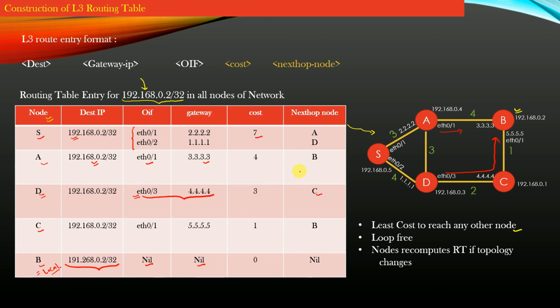So each router uses its own routing table entry for destination 192.168.0.2 in order to forward the traffic as per the next hop which is tied to that entry in the routing table. So this completes our basic discussions about routing table and routing table entries.